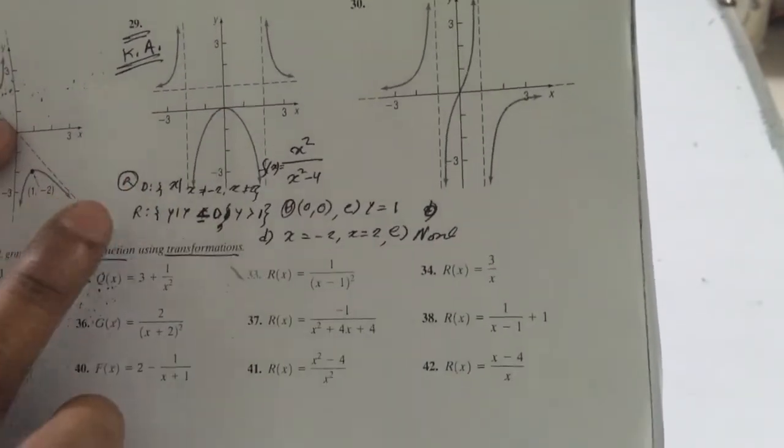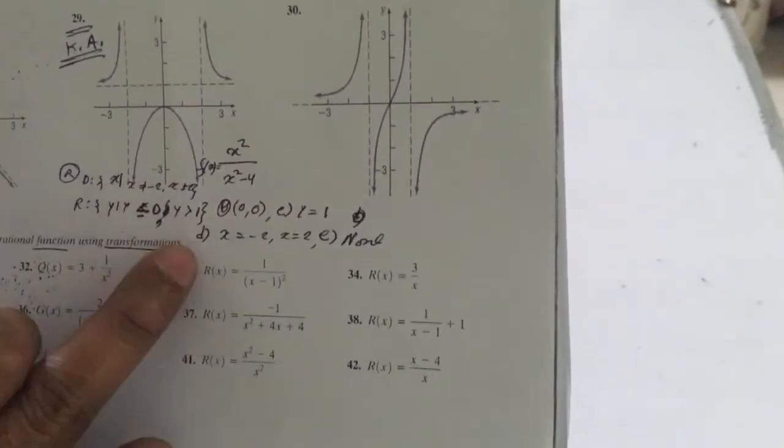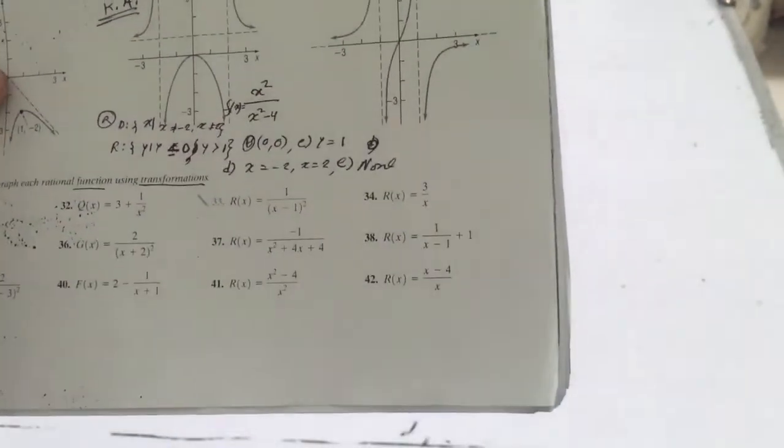So we have to find the domain, the range, the intercept, then the horizontal and vertical asymptotes, then the oblique asymptote. You see there are two vertical asymptotes here and one horizontal asymptote here. So basically all of these things are this.